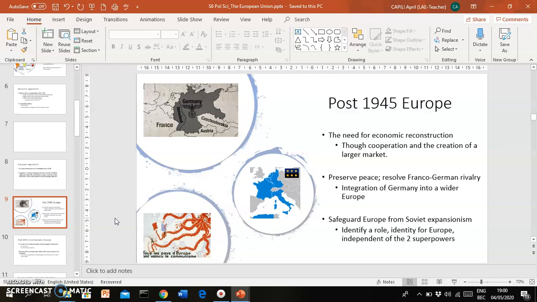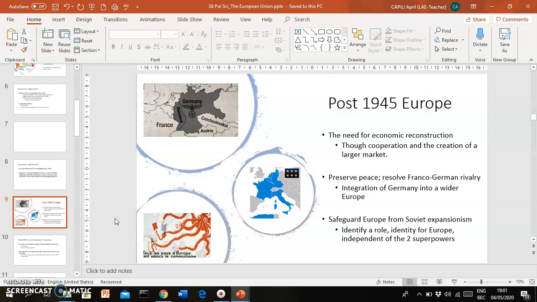But at the same time, it didn't mean that all was well and good right after the fall of Berlin and the eventual surrender of all the Axis powers. So there was in Europe the need to reconstruct, to rebuild the continent in economic terms. So this could only happen through cooperation.